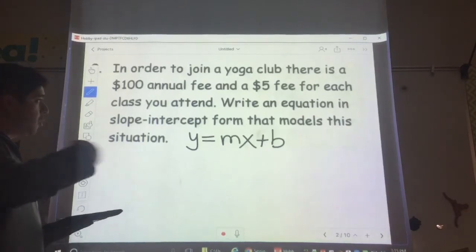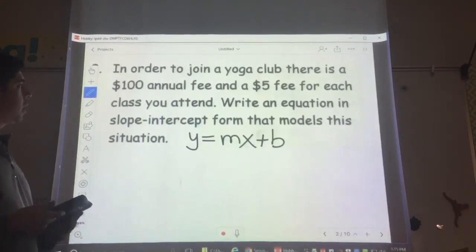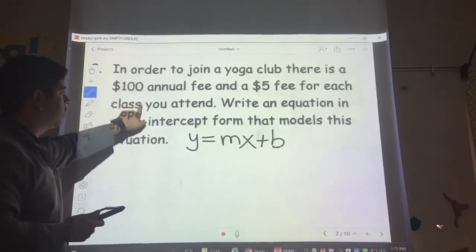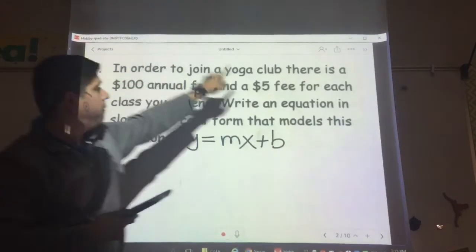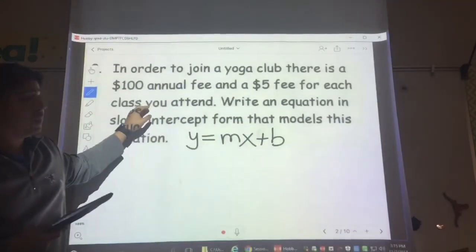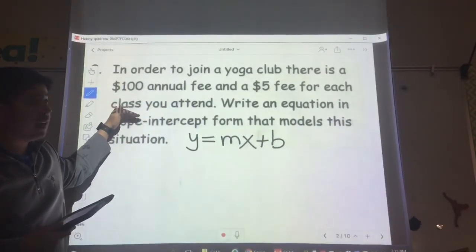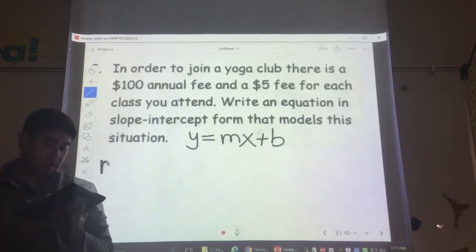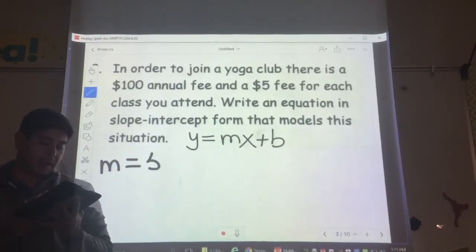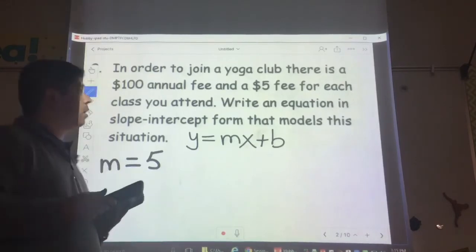Okay, so the slope, what happens each time? Like each class we're talking about. Do you pay $100 for each class? Or do you pay $5 for each class? We pay $5 for each class, so that's going to be my slope. So, m is 5. That's my slope.